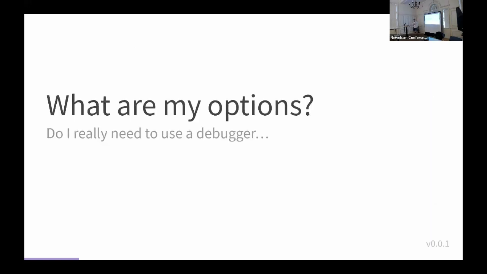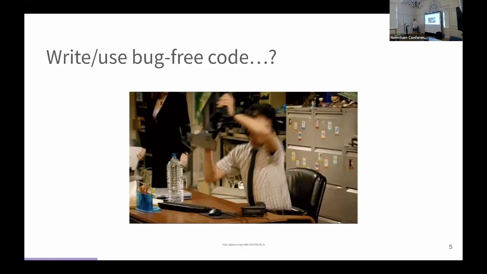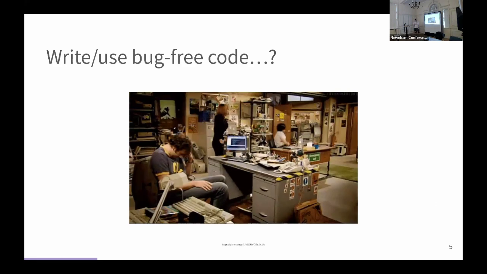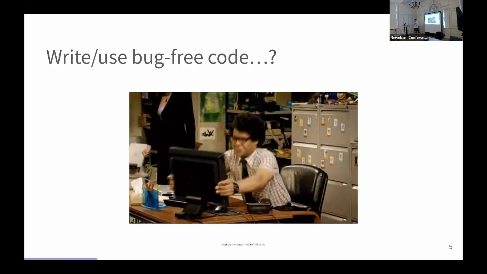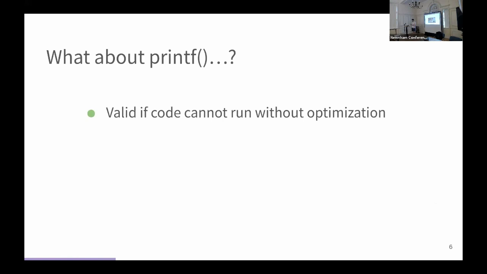So what are your options? Do I really need to use a debugger? Well, your first option is to only write or use bug-free code, okay? That's not my experience. Love it for you if that's your experience. What about print statements, huh? They're pretty handy. There can be valid times to use them if, for instance, your code requires such a high level of optimization, and for some reason you can't add debug symbols, then printf could be your only option. But hopefully I'll convince you today that that is a bad option.